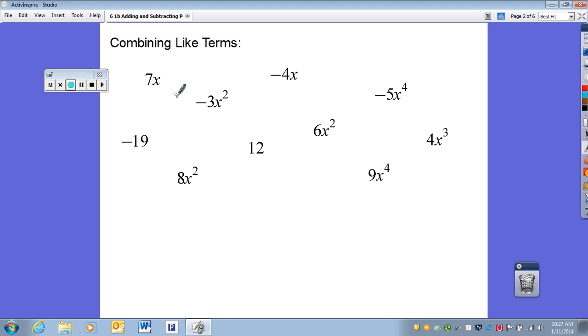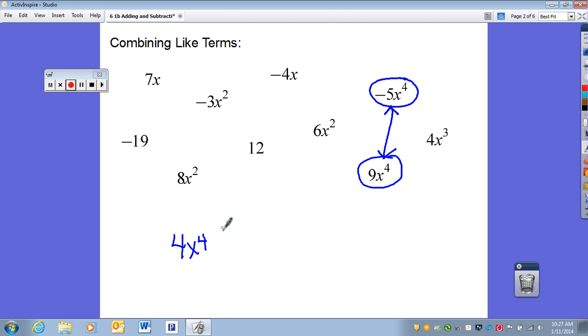So let's do a little practicing. Let's take a look first for our largest exponent. So I have a negative 5x to the fourth, and I have a 9x to the fourth. These would be like terms, and I would combine them together, simply adding or subtracting their leading coefficients. So this would be 9x to the fourth minus 5x to the fourth would be 4x to the fourth power.